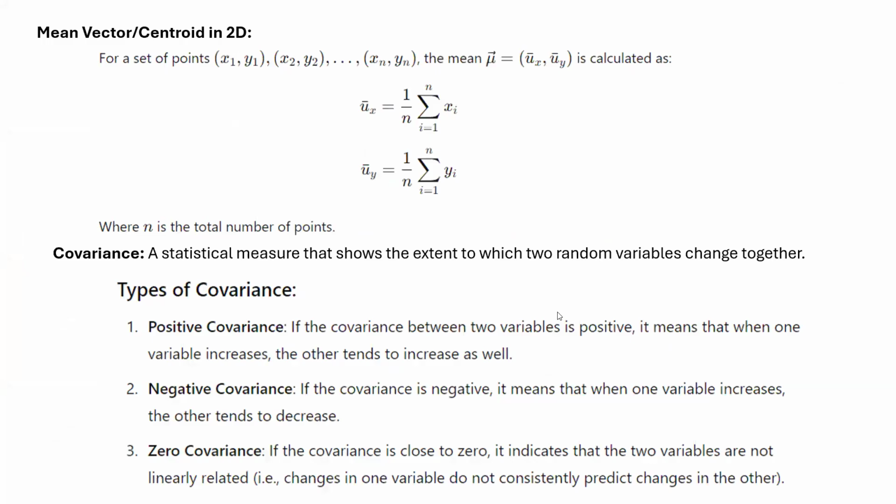Okay. So in the last session, we stopped here. We understood calculating the mean vector for two-dimensional points, right? So we take the average of all the x points, and we take the average of all the y points, and we calculated the mean vector.